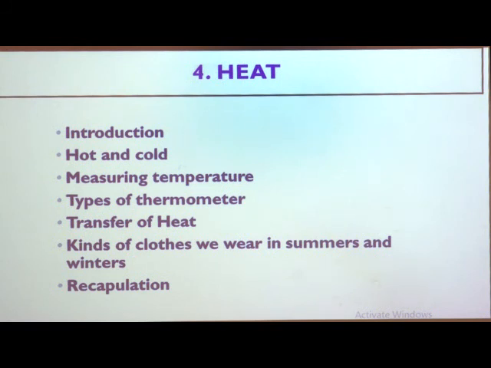So let us move over to the first point of this lesson, which is the introduction. So what does heat mean? First of all I am going to ask you a question: why do we sweat on a hot sunny day? Okay. Yes, correct. The heat of the sunlight increases when there is a hot sunny day.